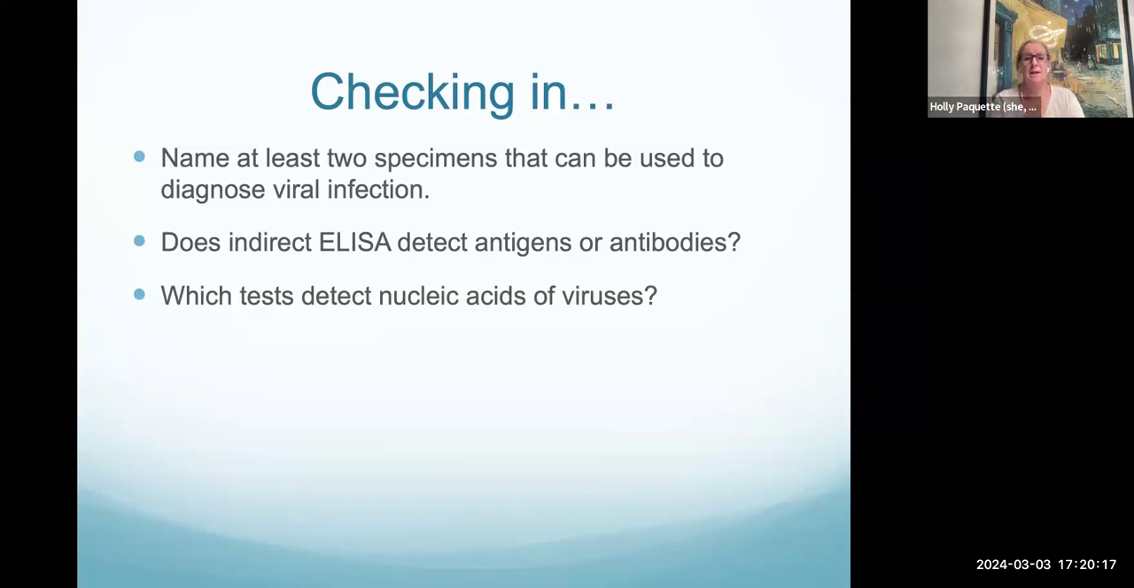So for the checking in, my first question is, name at least 2 specimens that can be used to diagnose viral infection. Throat swab would be one, the nasal swab would be another. We can also do a blood test is a possibility as well. The second question is, does indirect ELISA detect antigens or antibodies? This particular test would detect antibodies. The direct ELISA would detect antigens.